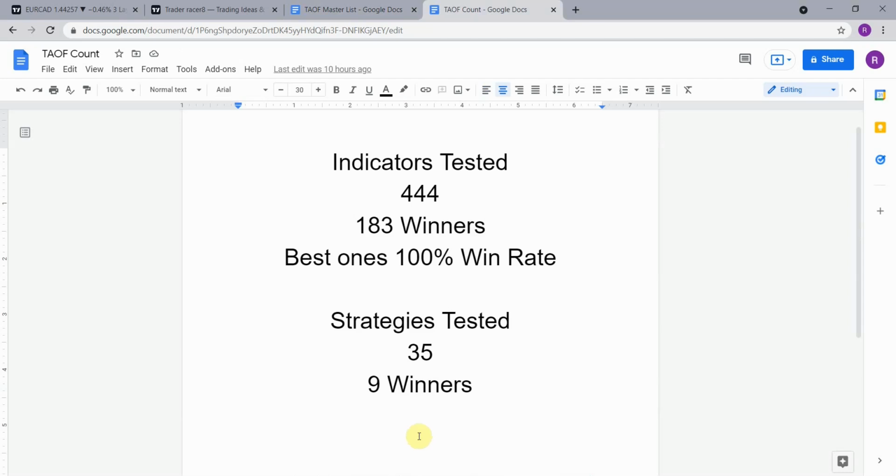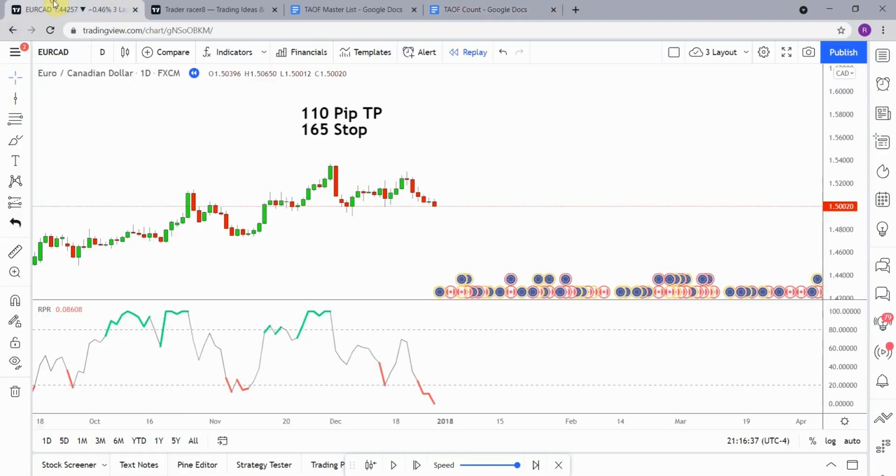So to date, we have tested a total of 35 different strategies, with 9 of them being winners. We have also tested a total of 444 indicators, with 183 of them being winners. The best ones so far were able to achieve a 100% win rate. Now you need to go back and watch those videos to understand the context of how they were able to achieve that. So go back and watch those videos and see what you can get out of those winning indicators.